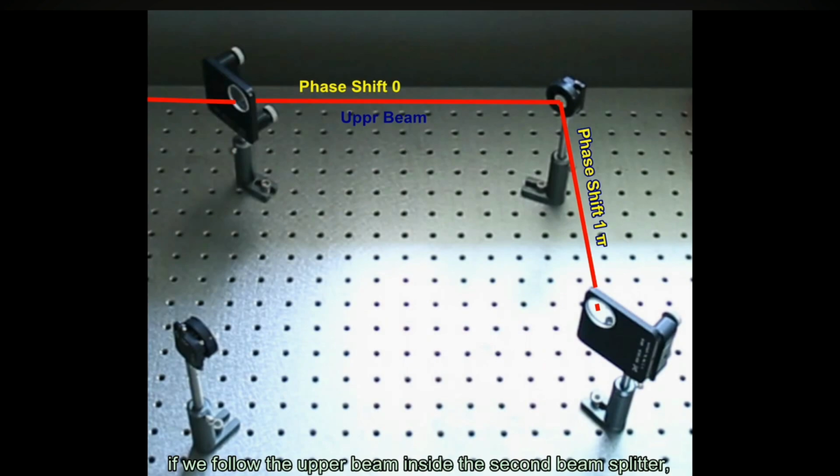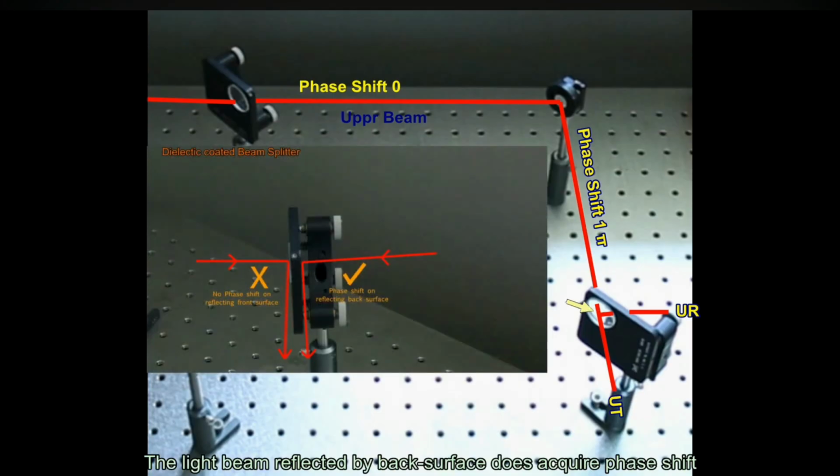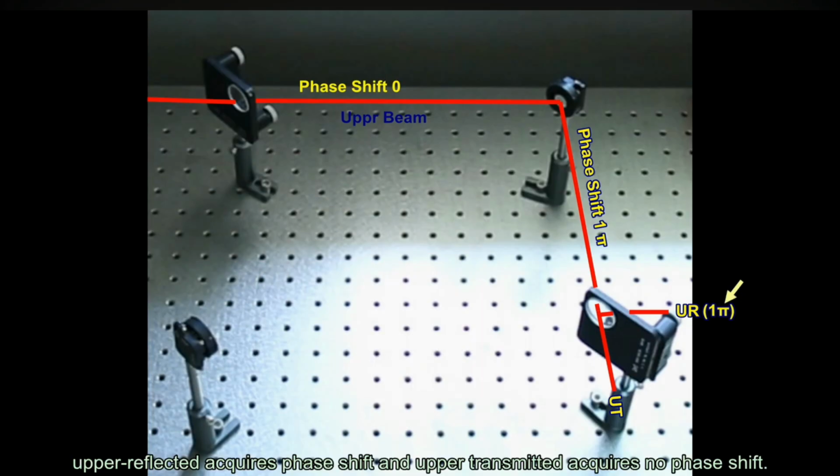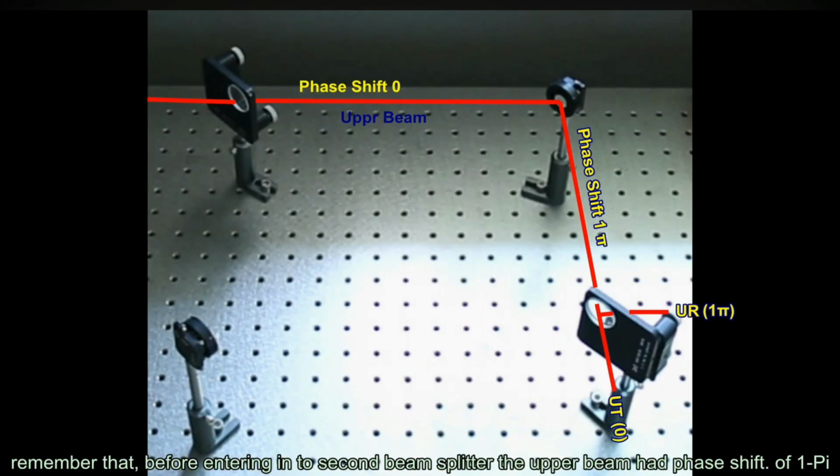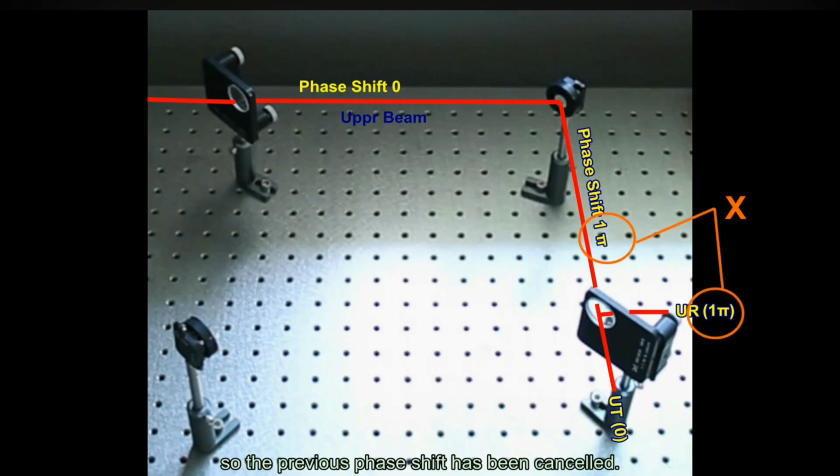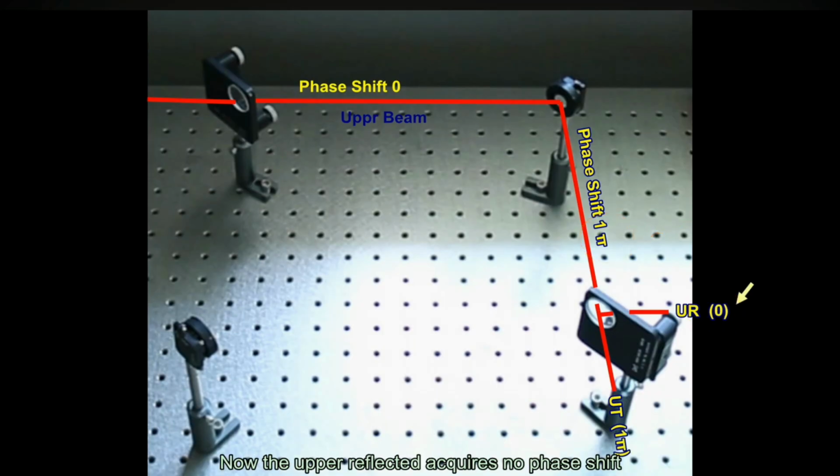If we follow the upper beam inside the second beam splitter, the upper beam is split by 50% reflected and 50% transmitted. The light beam reflected by the back surface does occur phase shift. Upper reflected occurs phase shift and upper transmitted occurs no phase shift. Remember that before entering into second beam splitter, the upper beam had phase shift of 1 pi. So the previous phase shift has been cancelled. Now the upper reflected occurs no phase shift and upper transmitted has phase shift of 1 pi.